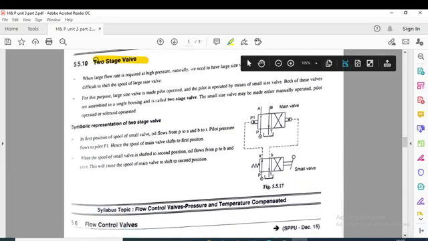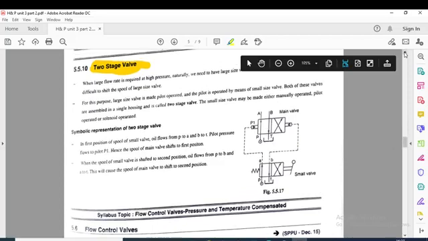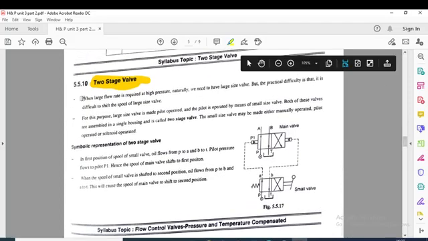Now we are going to see this two-stage valve. So what is a two-stage valve? The two-stage valve is actually the complete assembly of two valves. For this purpose, we are starting from this. When a large flow rate is required at high pressure, naturally we need a large size valve, but in practice it is difficult to shift the spool of a large size valve.